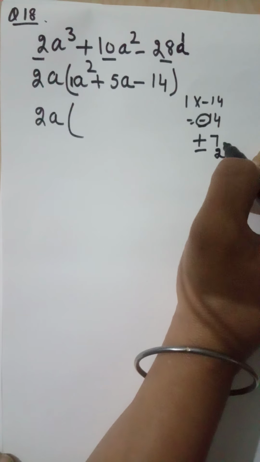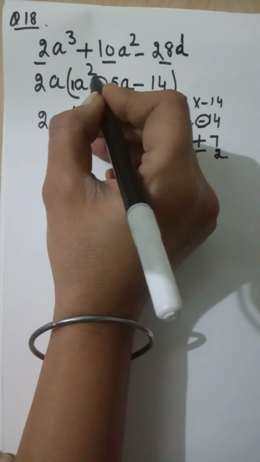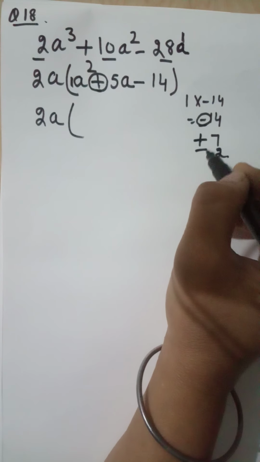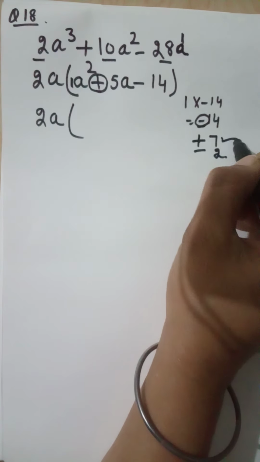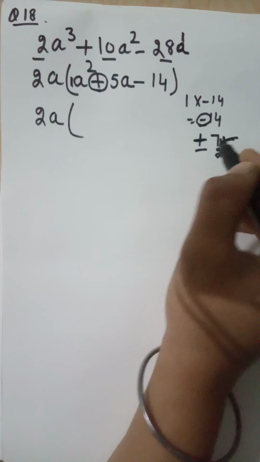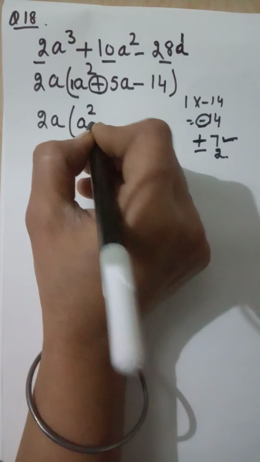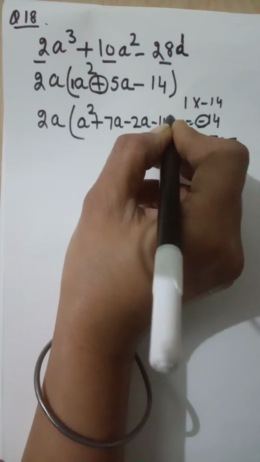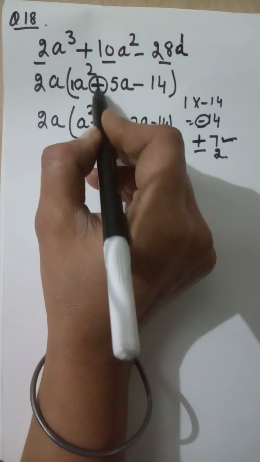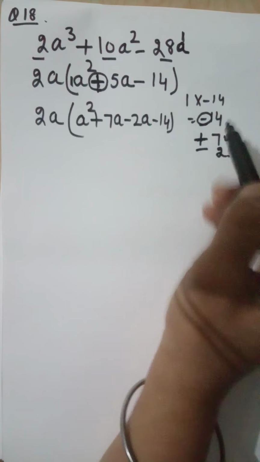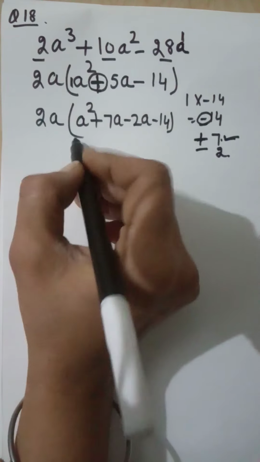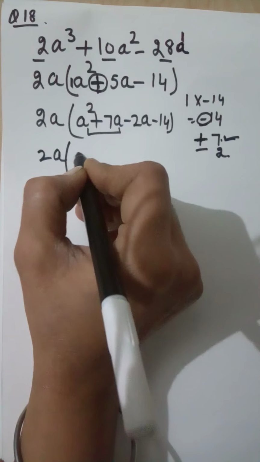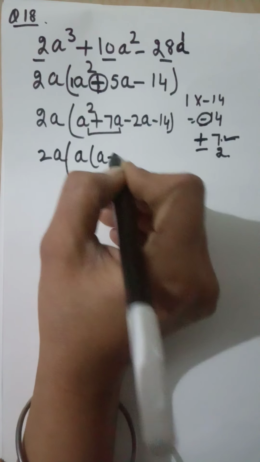Now how to take the decision of signs? This middle term is positive, so you will give plus sign to the middle term. Clear? First sign to the bigger term, plus sign to the bigger term. Clear? Now a square plus 7a minus 2a minus 14. Because the middle term is plus, we will give the plus sign to the bigger term. Clear? Now 2a, here a is common, then what is left? a plus 7.